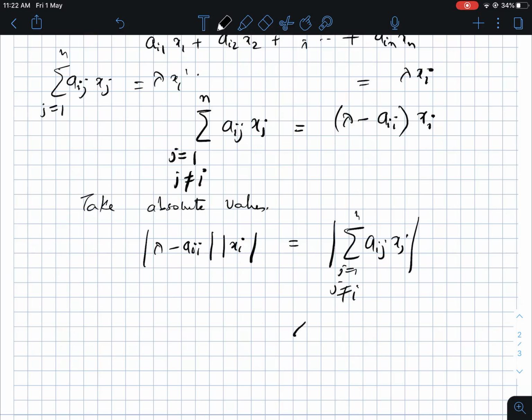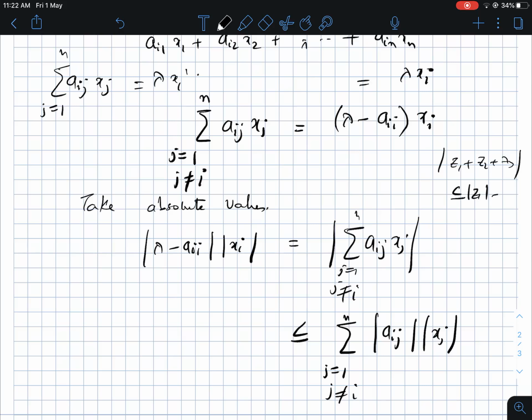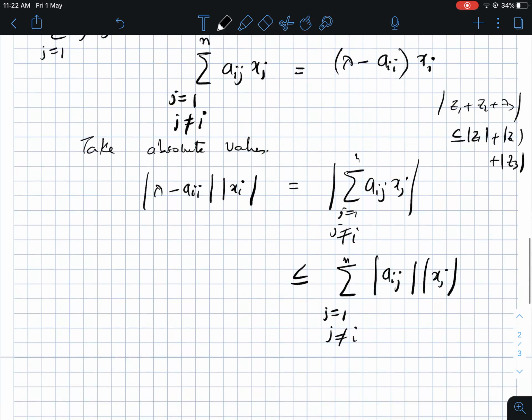So here I'll apply the triangle inequality. That will give me the summation of the absolute values of aij xj, j equal to 1 to n, j not equal to i. So what does the triangle inequality say? When you have a bunch of complex numbers, when you add them and take the absolute value, you are going to get something that is smaller than adding the absolute values themselves. That is the triangle inequality, and that's what I applied here.